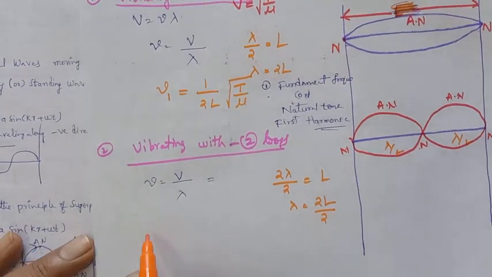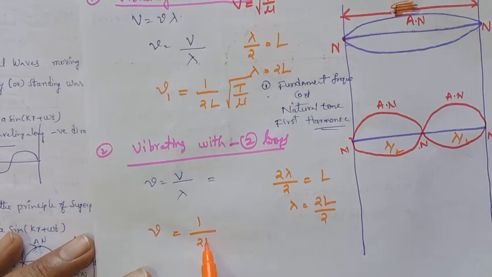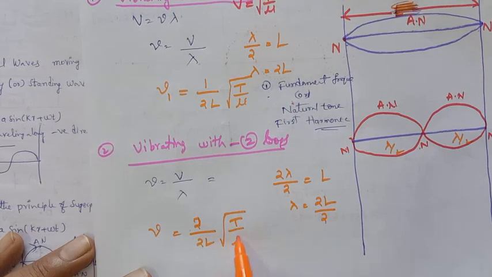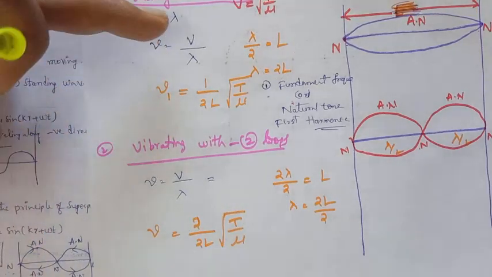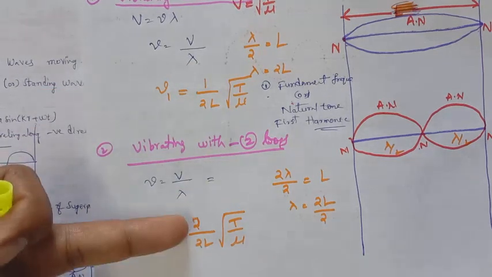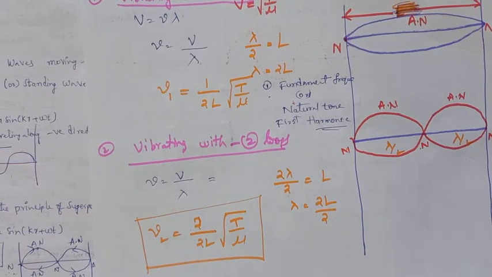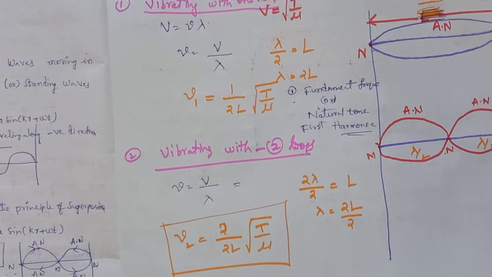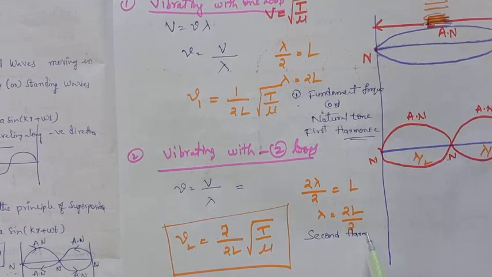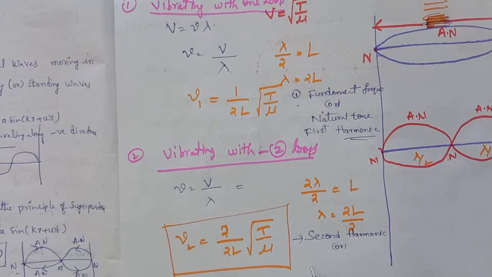Then what is the frequency? Nu is equal to 1 by lambda, which is 2 by 2L, times under root of T by mu. I can write the expression for the velocity as under root of T by mu, and lambda is equal to 2L by 2. So it is the second frequency. This is called the second harmonic or first overtone.